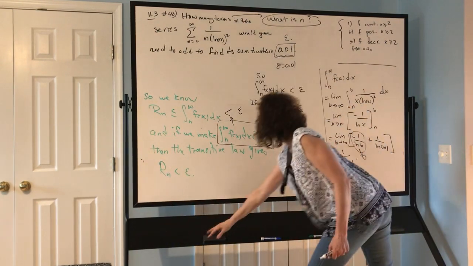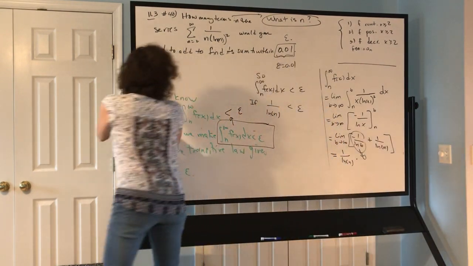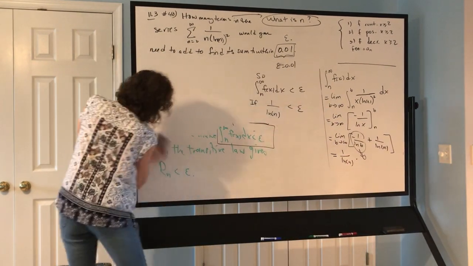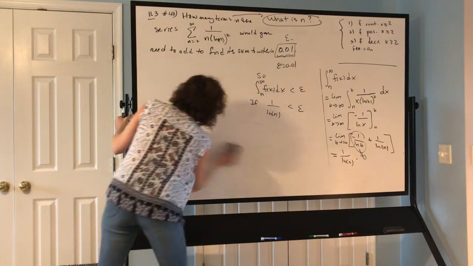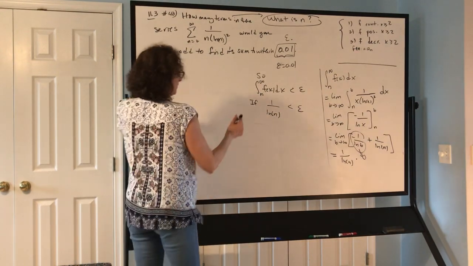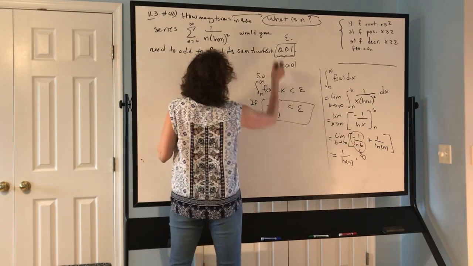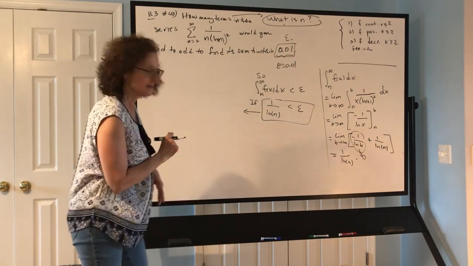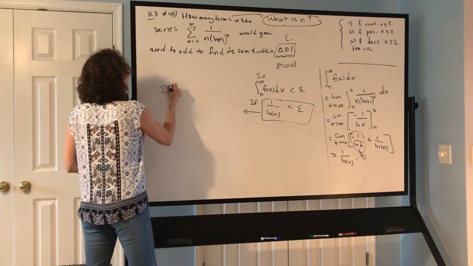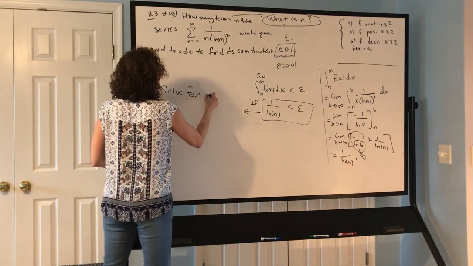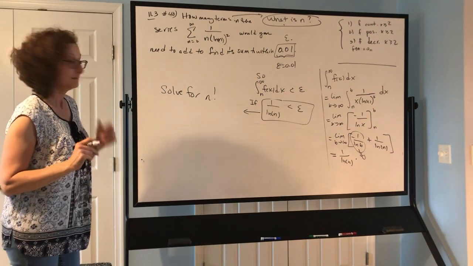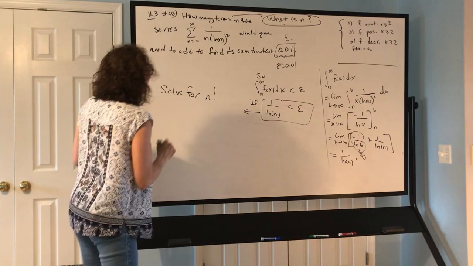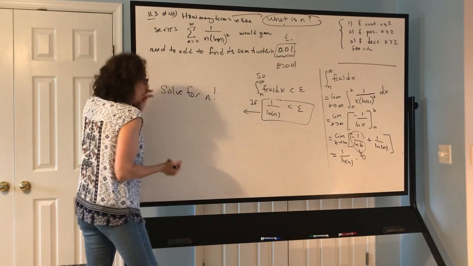Okay. Now I'm going to erase this. What do I do with this inequality then? What was my goal? What is n? Very similar to things we've done earlier in this semester, right? Solve this inequality for n. So what should I do?